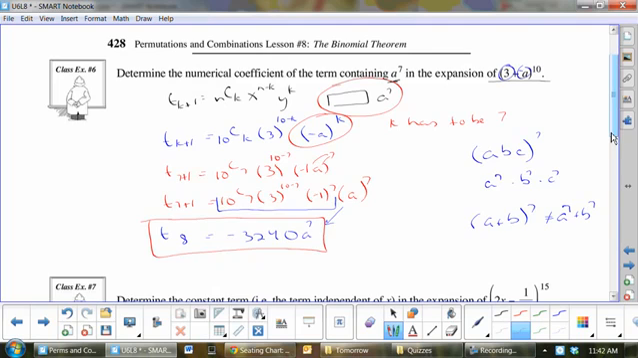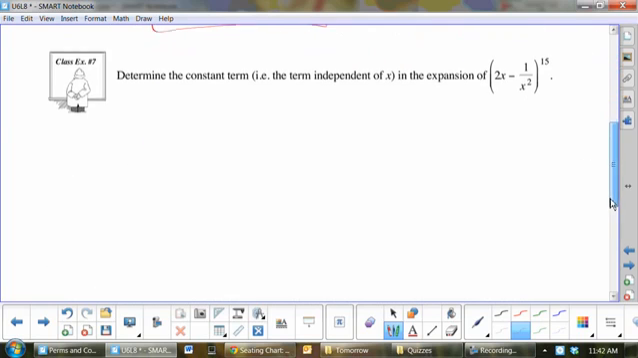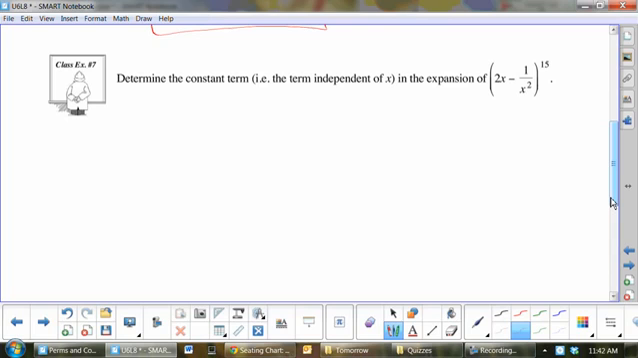Okay? Now, here's the one that I'm talking about that you will see on my exam, you will see on the diploma, and it is a very hard question if you don't know the tricks I'm going to show you here. They're not really tricks, they're mathematical ways to do it. It says determine the constant term when you expand (2x minus 1 over x squared).